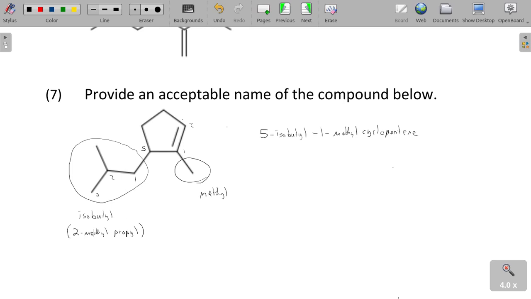All right, the other way, using the complex substituent name, I'd have methyl versus methylpropyl. So alphabetically this way is methyl is first. Both of those are actually IUPAC names. The top one, the 5-isobutyl 1-methyl cyclopentene, is probably more preferred because it doesn't have a complex substituent name, but both of those are perfectly acceptable names.